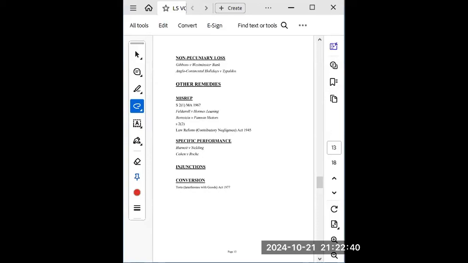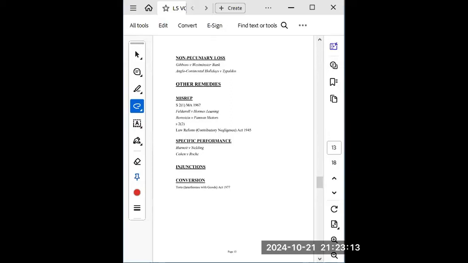Anglo-Continental Holidays against Topaldus. A cruise ship owner cancelled the cruise at the very last minute. The travel agency was awarded damages for loss of goodwill. You can imagine, can't you? They've sold loads of packages to their customers and you cancelled the cruise at the last minute. Court said, oh yes, travel agency was awarded damages for loss of goodwill.